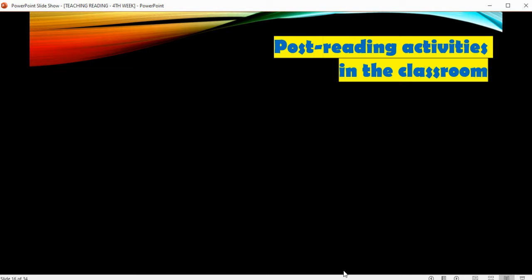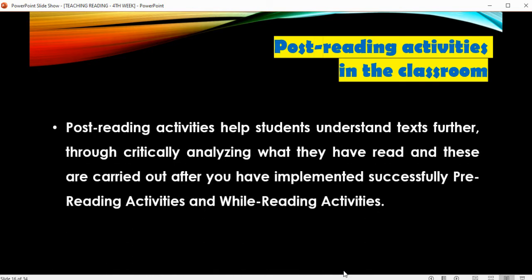Now, let's continue with the last stage, the post-reading stage. So here we're going to analyze some activities again to do in the classroom. But before, we're going to analyze some aspects of the post-reading stage. Post-reading activities help students understand tests further through critically analyzing what they have read, and these are carried out after you have implemented successfully pre-reading activities and while reading activities.